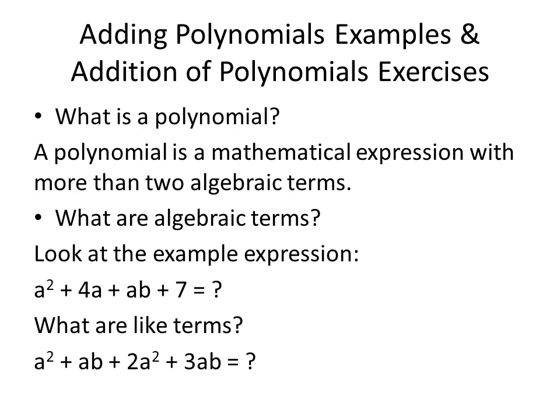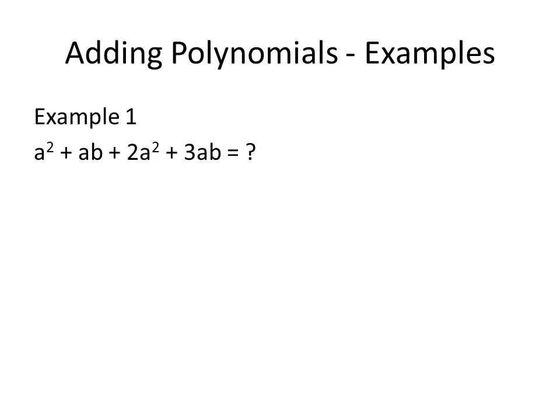Well, let's look at a new algebraic expression here. A to the second power plus ab plus 2a to the second power plus 3ab. First of all, we need to identify anything that has a to the second power. And we can see here we have a to the second power and 2 times a to the second power. For our next term we have ab, so 3ab will be like ab because both of them end in the term ab. Okay, well let's look at some examples then of how to add polynomials together.